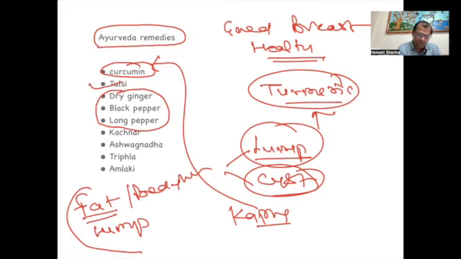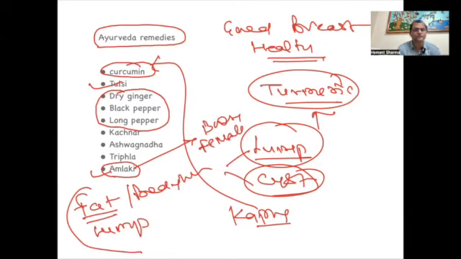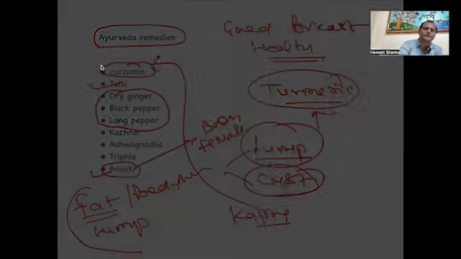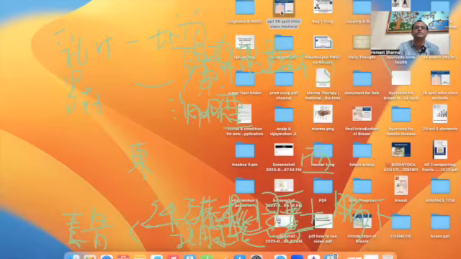Now I will come to amla, or amlaki. In Ayurveda, it is written that amlaki is a boon for females. Boon means one of the great things, a blessing. Yes, blessing is the right word. Amla is a blessing.